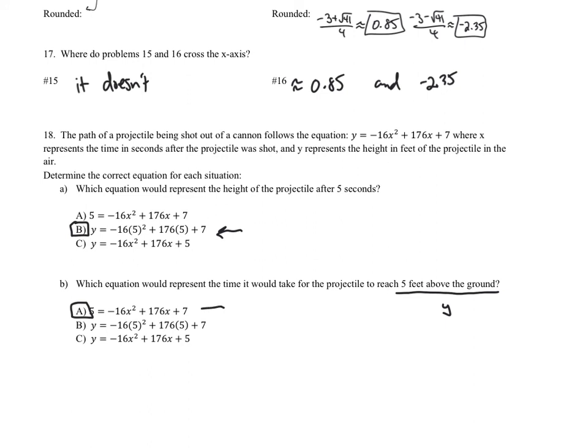If you're solving for this problem, I know it doesn't say to solve, but if you were, then what you would do is set it equal to 0. So if we had 5 equals negative 16x squared plus 176x plus 7, then I would start by subtracting 5 from both sides, and I get 0 equals negative 16x squared plus 176x plus 2, and then I would solve that. I would either use the quadratic formula, or I could graph it, or I could see if it factors, which I don't think it does.